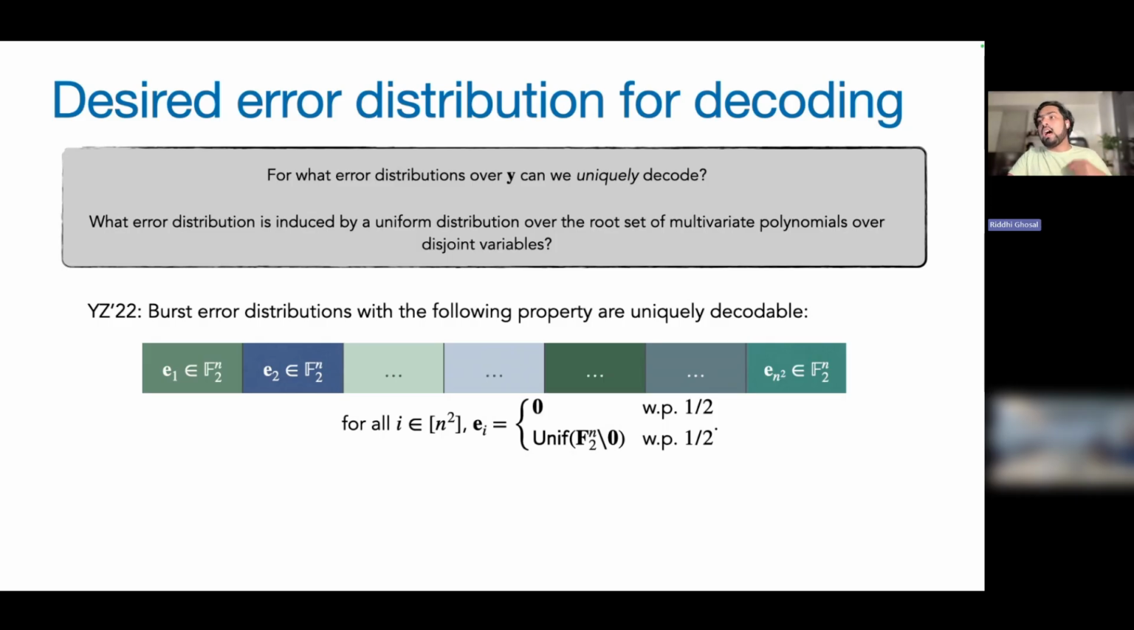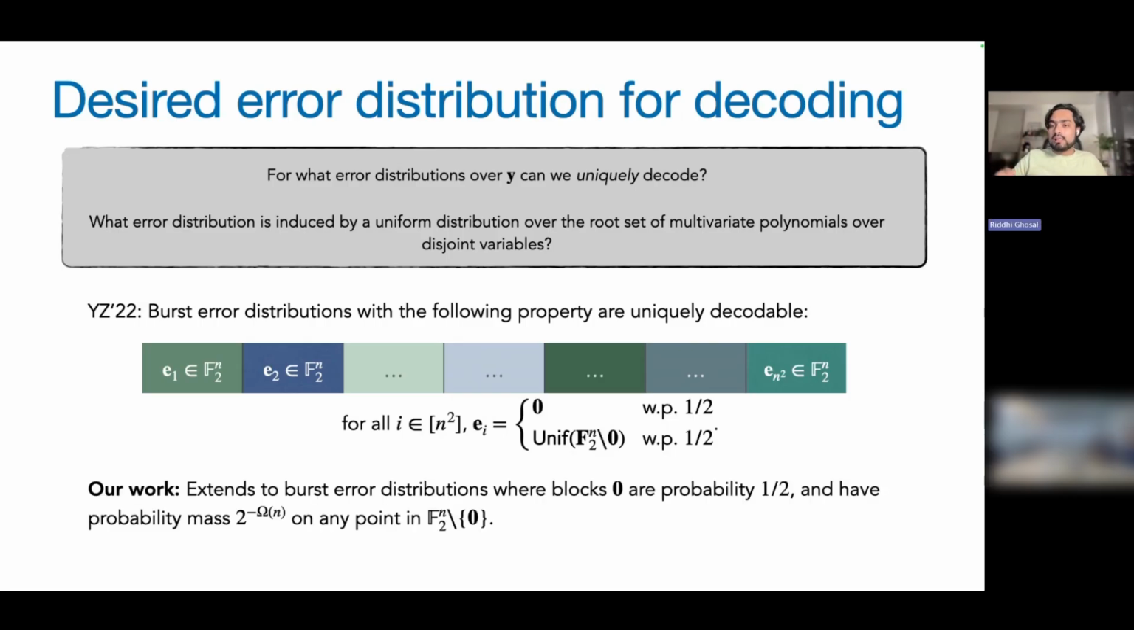What we show is that, unfortunately, polynomials do not satisfy this property, and in fact are far from it. You will not get this uniform distribution over all non-zero points in the case of a polynomial. But we extend that result of Yamakawa-Zhandry, and show that you don't really need the error distribution to be uniform over everything else. What you basically need is a weight of around half at zero. You still need that. But you just need the mass to be negligible everywhere else. It doesn't need to be exactly uniform. You just don't want it to be heavily concentrated on any other point. That's all you need.